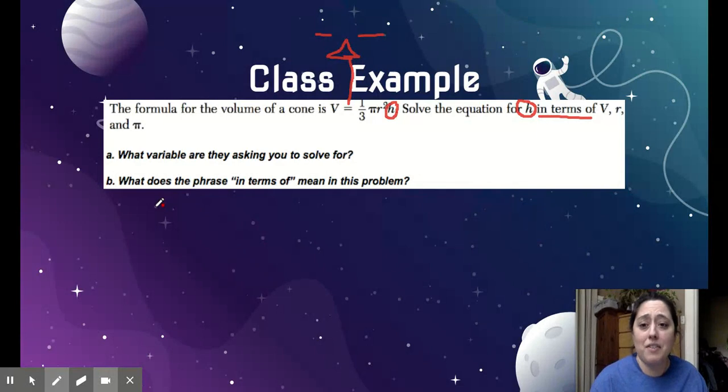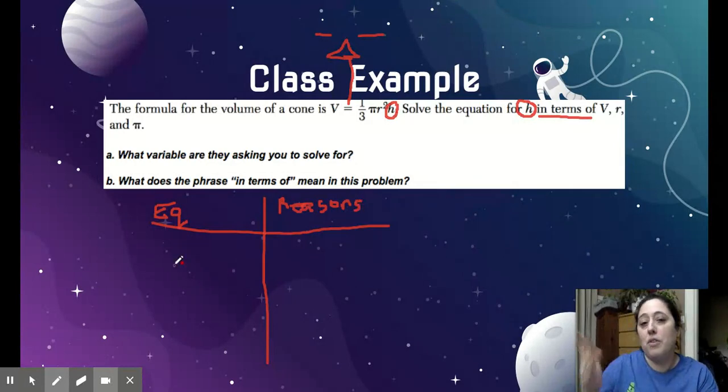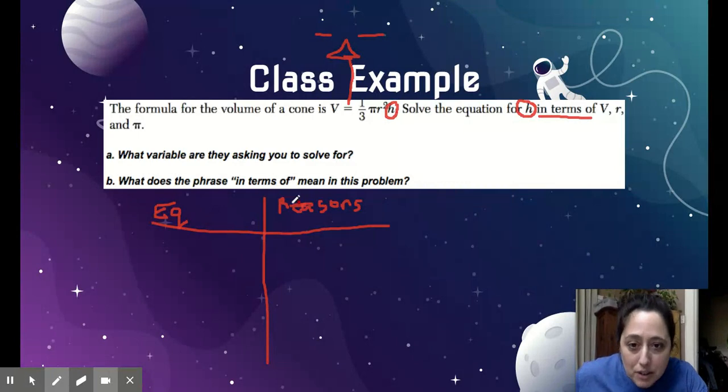So we have the problem, right? So we have the equation, and I'm just going to abbreviate. We have the equation over here, and then we're going to have the reasons. And I'm also going to abbreviate because it is tough. So the reasons why, or the properties. That looks really bad, but reasons. All right, so equations.